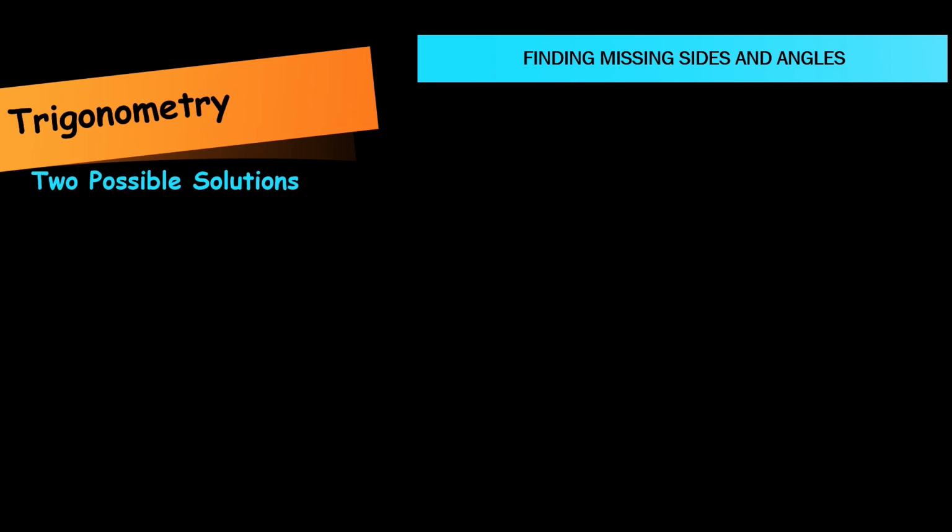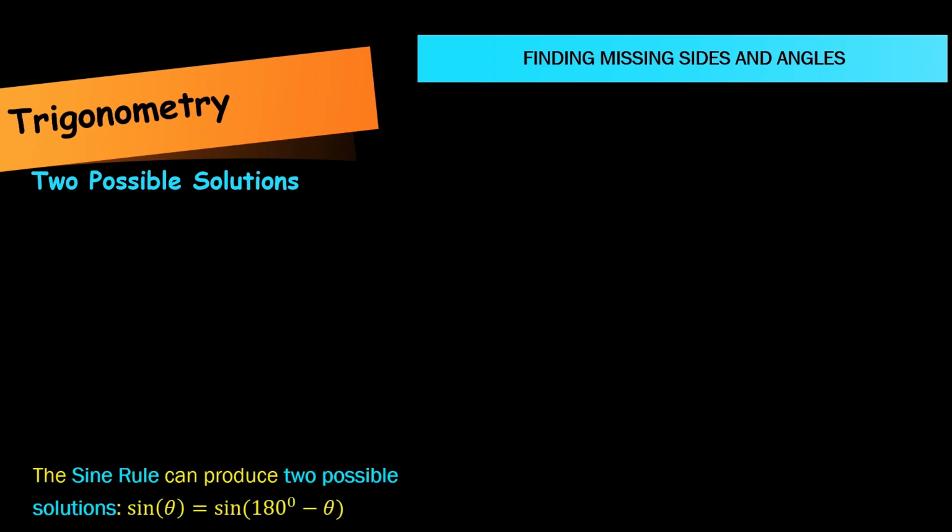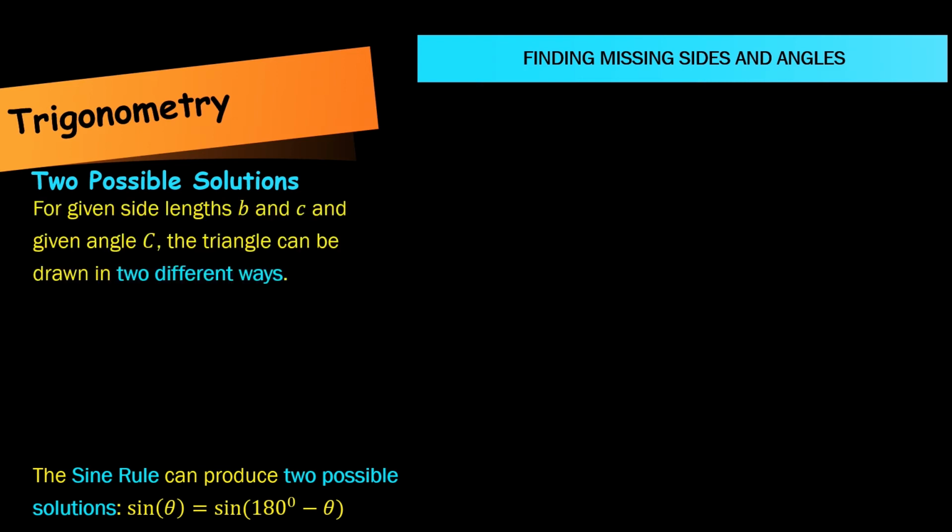Now, the situation is actually a little bit more complicated. Sometimes we can have two possible solutions, because sine theta equals sine 180 degrees minus theta. So for given side lengths B and C and given angle C, the triangle can be drawn in two different ways.